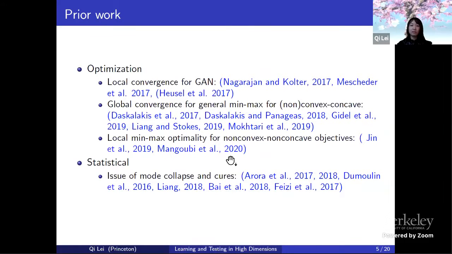And on the statistical side, there are proposals to tackle mode collapse, and I'm not listing all of them. Almost all of this work looks at the optimization and statistical sides separately, so they cannot actually show that simple heuristics actually learn the distribution. One exception is Feizi et al. 2017, who show that with linear and quadratic discriminators, we can learn a Gaussian distribution. But Gaussian distributions might not be good enough for us to understand GANs.